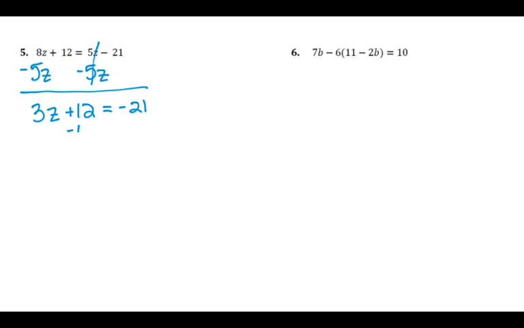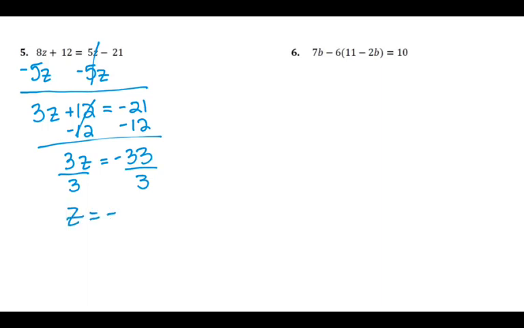I am going to subtract 12 from both sides. That gives me 3z equals negative 33. And I'm going to divide by 3. By the way, if you ever struggle with your positives or your negatives, you're more than welcome to use a calculator when you're combining your terms.